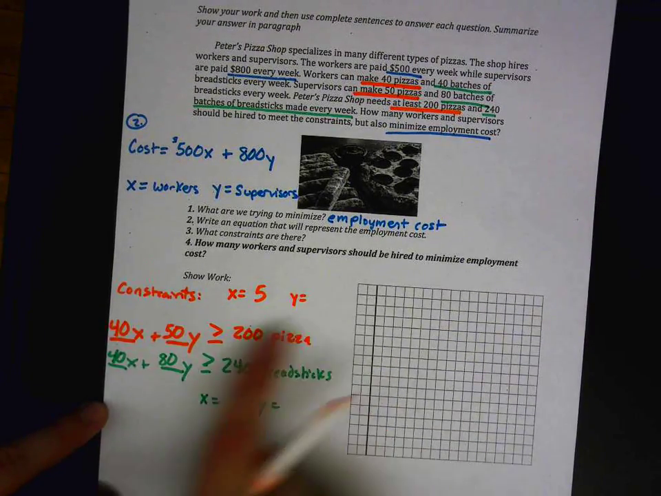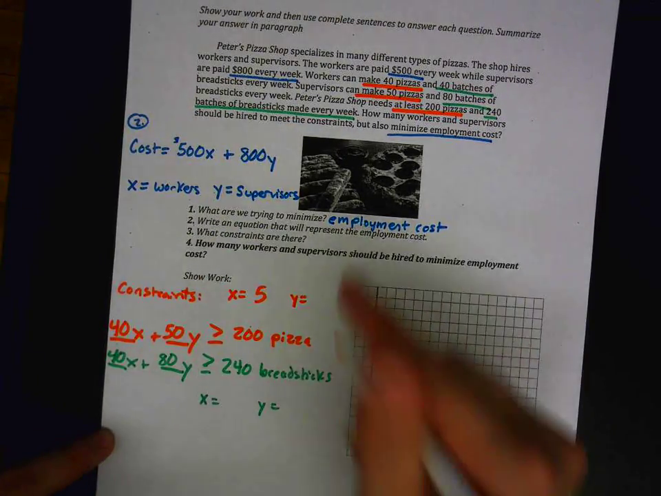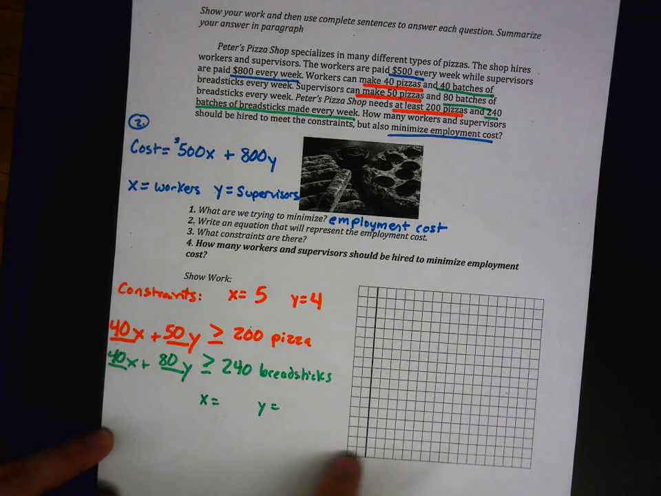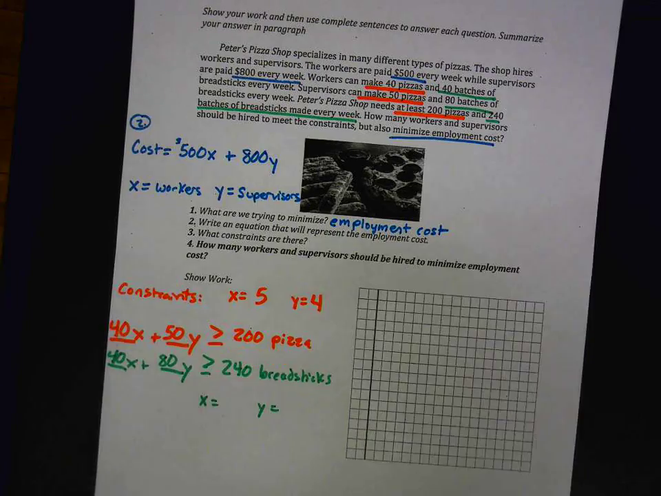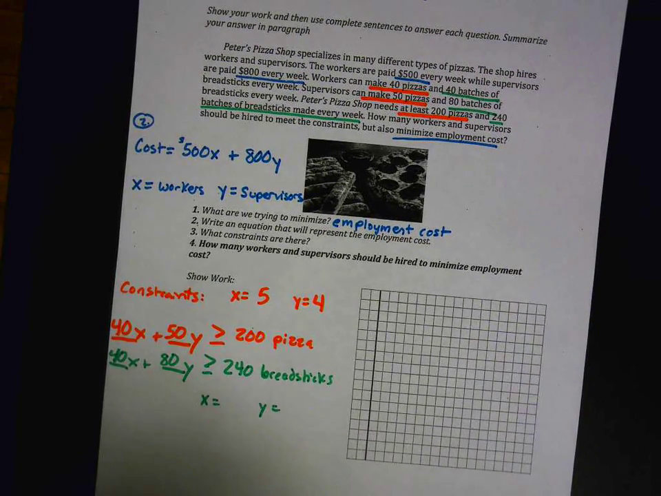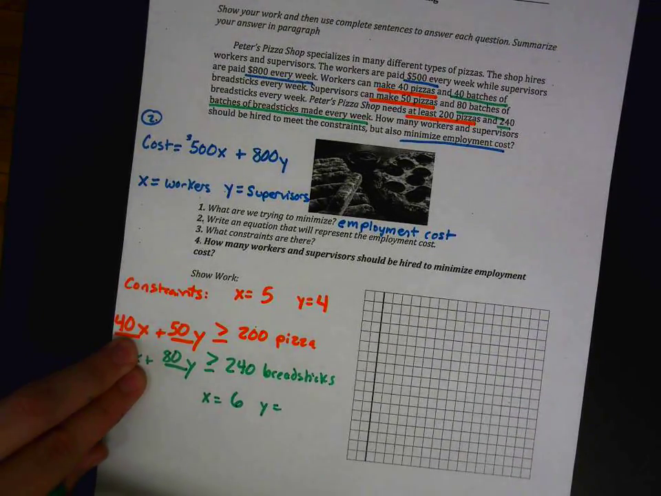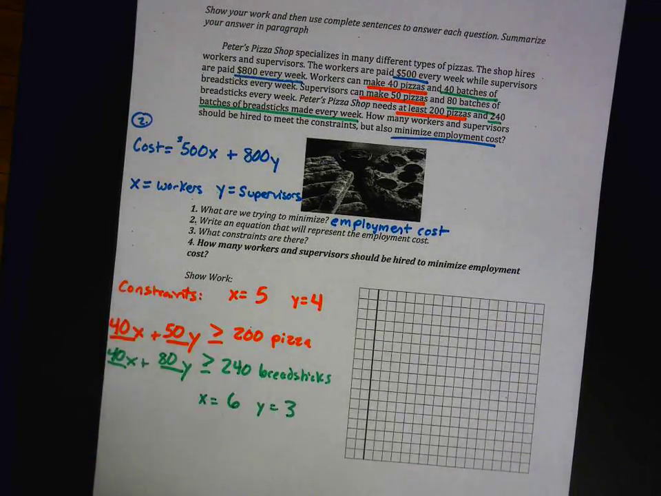If I want to find the y-intercept, I cover up x. 200 divided by 50 is 4. So to graph this line, I just know I'm going to have to graph where x is 5 and y is 4. On this equation, if we want to find our x-intercept, 240 divided by 40 is 6, and 240 divided by 80 is 3. So now with these x and y intercepts of each equation, I can go ahead and graph these.